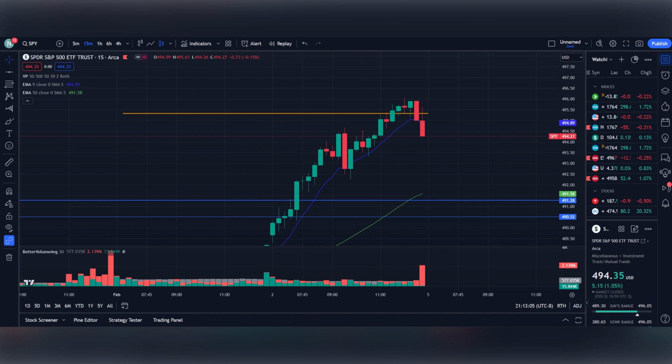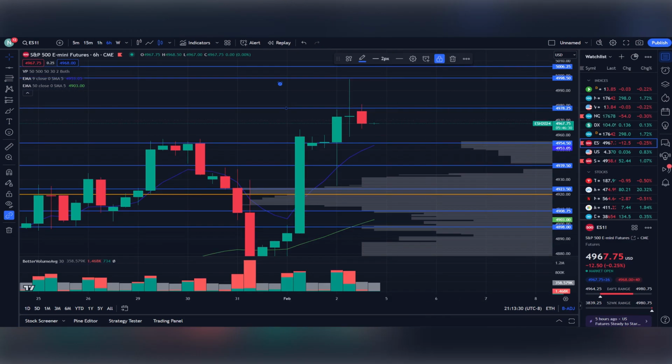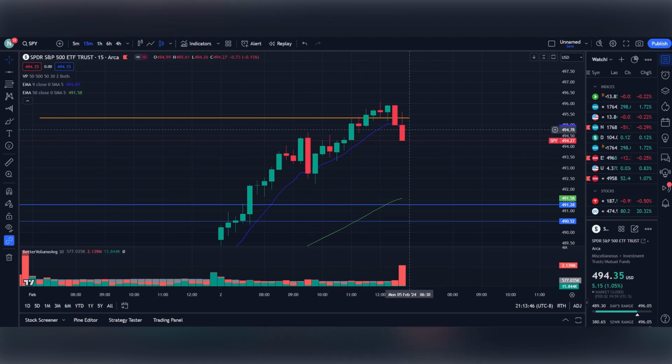So I had to use ES to gauge my levels and monitor and manage this trade. So I got into the trade at 10 a.m. on the Friday. So right when this candle closed right here. So this candle right here is when I got in, and I rolled this up.